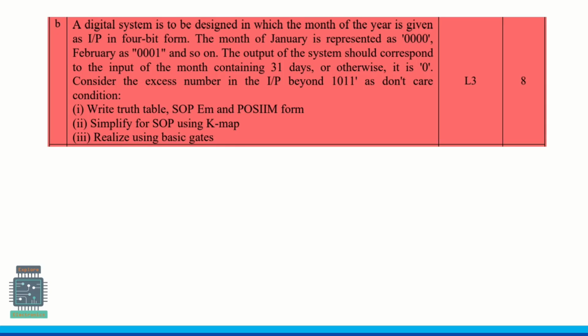It means only for the months having 31 days, we need to take the output as 1, and the inputs as months will be represented as January 0000, February 0001, similarly as it goes. Whichever month has 31 days, we need to take output as 1, otherwise it is 0. Consider the excess inputs beyond 1011, meaning 1011 is December, and beyond that we need to take them as don't care conditions. Write the truth table, sum of product expression and product of sum expression form. Simplify the sum of product using K-map, and realize it using basic gates.